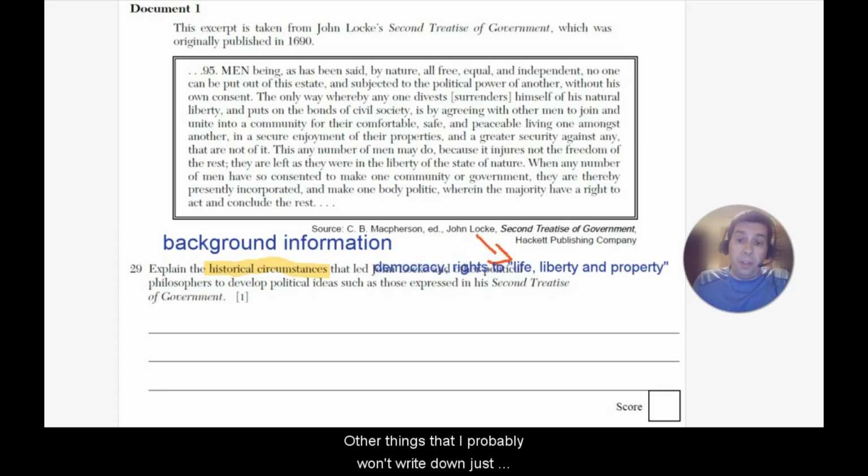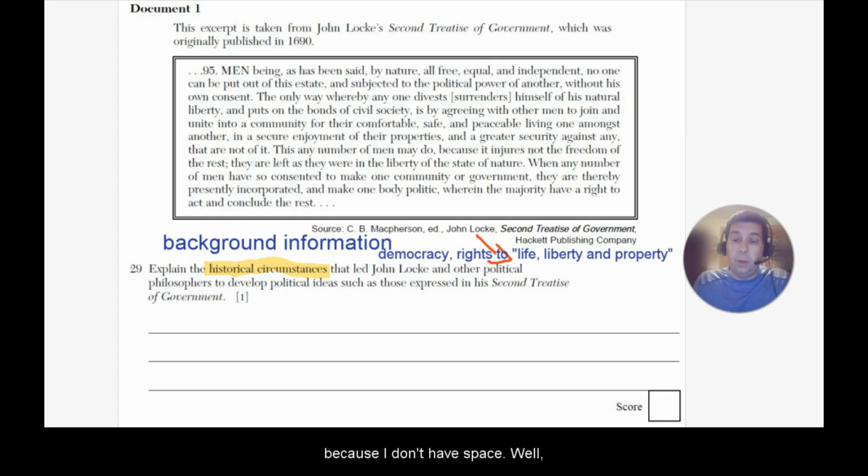Other things I probably won't write down just because I don't have space. Well, you know what? I'll do it up here. We'll talk about that in a second. I'm going to leave it for now. I'll add some more stuff in later. But these are the things I'm thinking. That's what I know he wrote about. That should be like your word association.